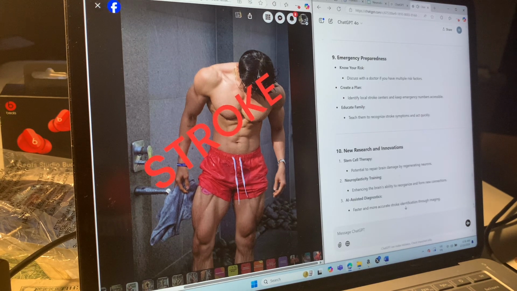3. AI-assisted diagnostics. Faster and more accurate stroke identification through imaging. Summary. Stroke is a medical emergency requiring immediate action to reduce brain damage and improve recovery outcomes. Effective treatment includes clot removal or managing bleeding, followed by comprehensive rehabilitation. Adopting a healthy lifestyle, managing risk factors, and regular medical care can prevent recurrence. Would you like a personalized stroke prevention or recovery plan?